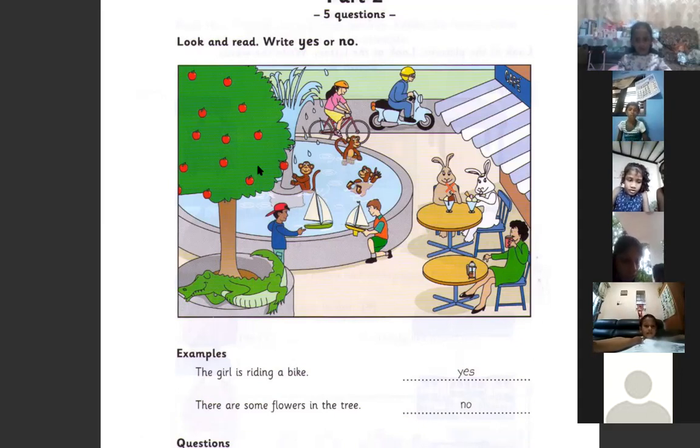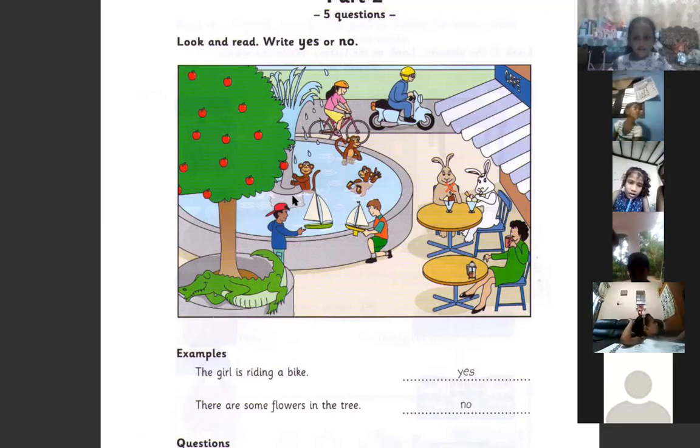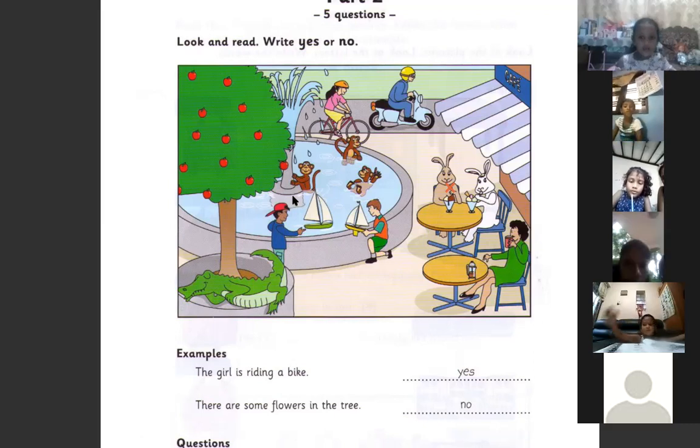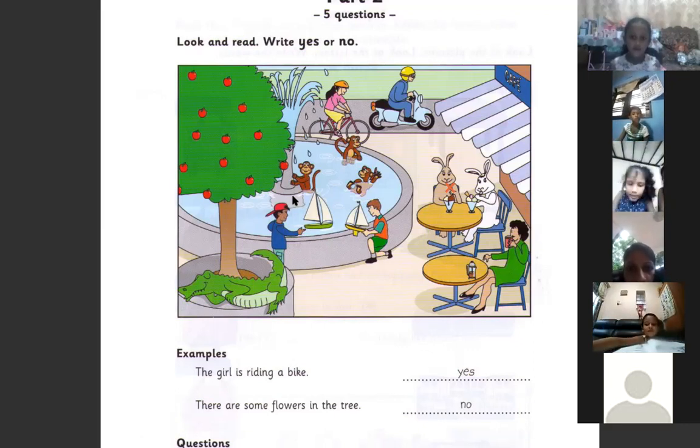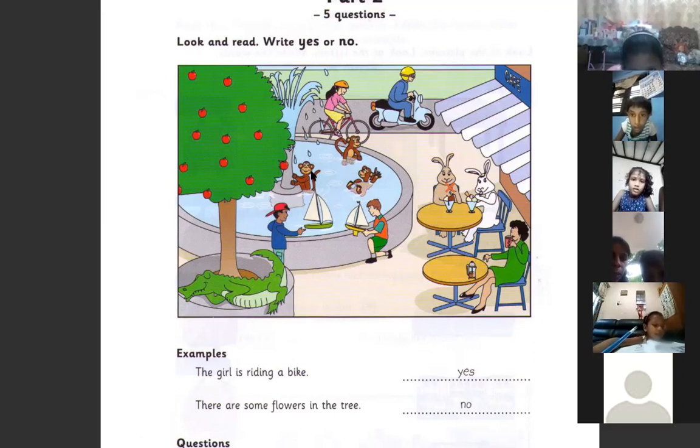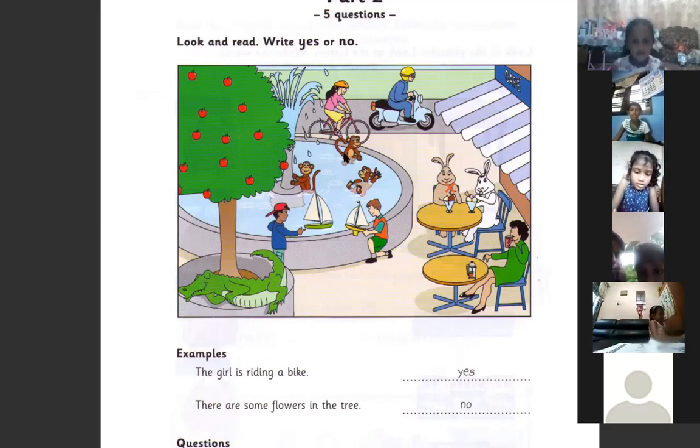How many monkeys are inside this pond? Two. Yes. Two. Count it. How many monkeys are in the pond? Three. Three monkeys. Very good. One, two, three. All together. Three monkeys.